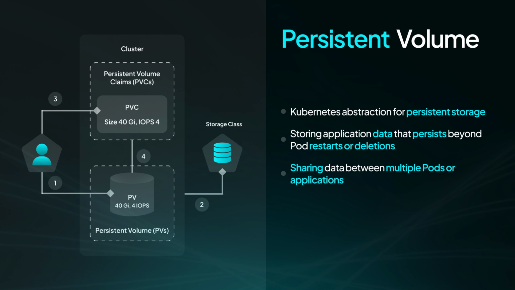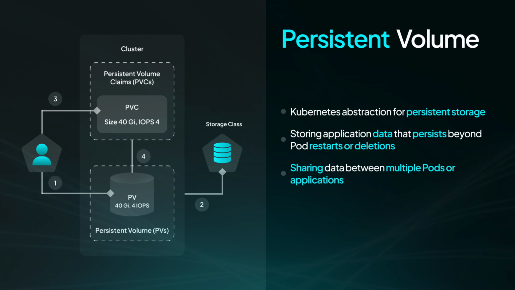So far, we have talked about pods, deployments, and how they manage our application instances. But what happens to our application's data when a pod is restarted, deleted, or moved to another node? This is where persistent volumes become essential.